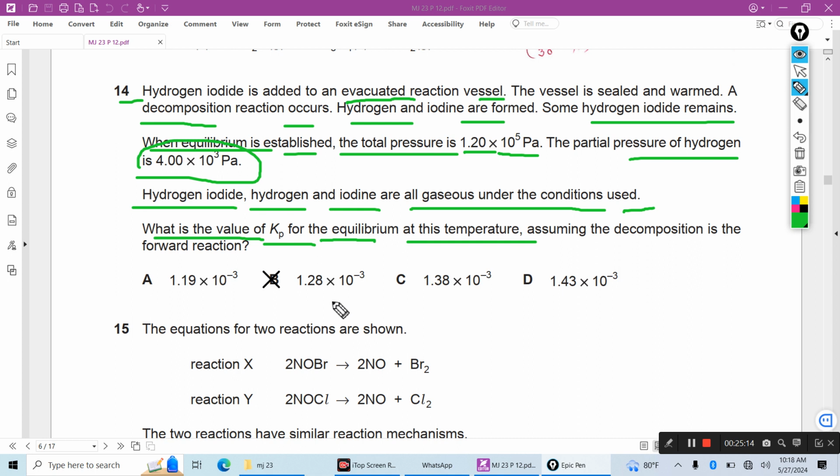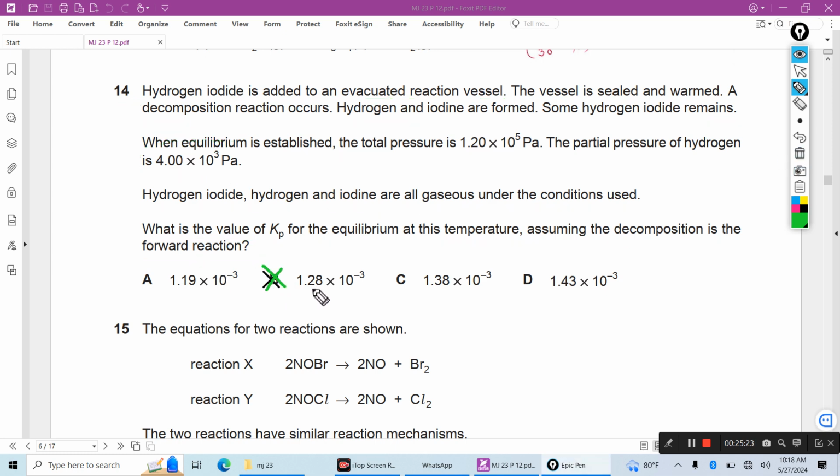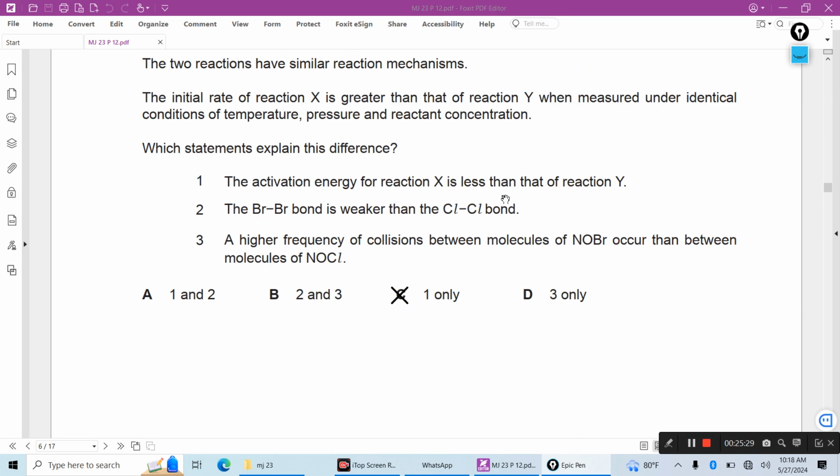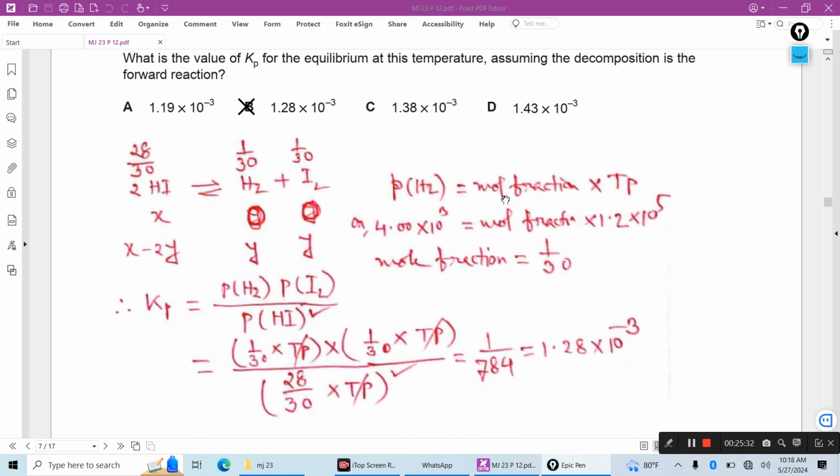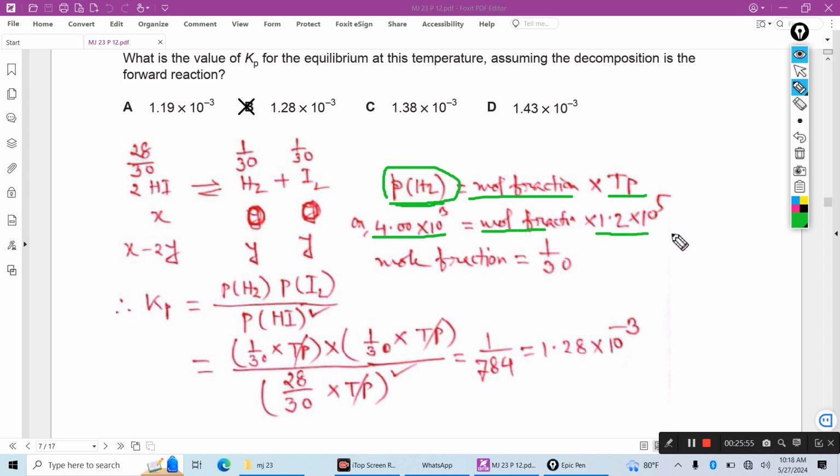You are asked to find the value of Kp, assuming the decomposition is the forward reaction. So this answer will be 1.28 times 10 to the power minus 3. So you see how you will get your answer. This equation is given: 2 mole hydrogen iodide produces hydrogen and iodine. You know partial pressure of hydrogen is mole fraction times Tp, meaning total pressure. So the partial pressure of hydrogen is given as 4 times 10 to the power 3, and the total pressure is given as 1.2 times 10 to the power 5.